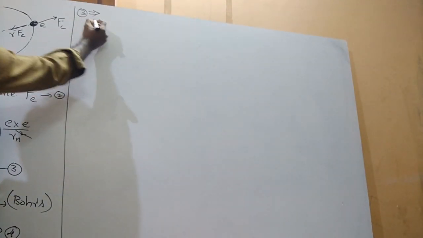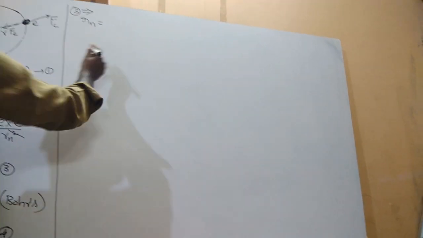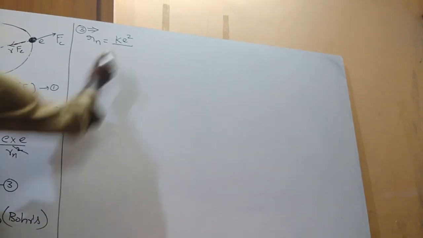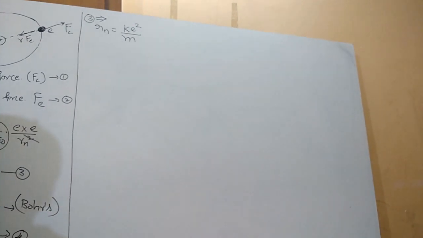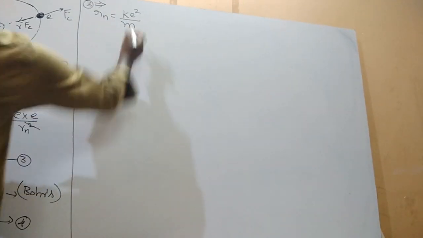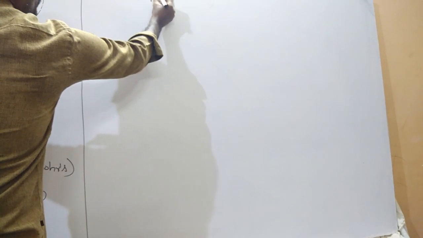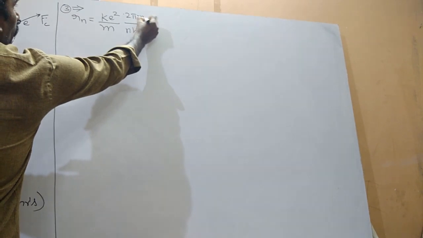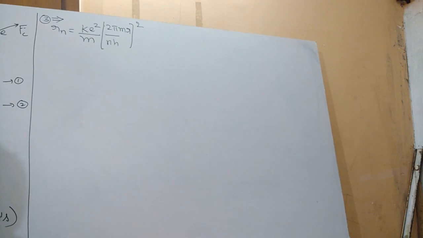What is the value? Rn is equal to stationary orbit radius. Rn is equal to k into e square divided by m v square. Instead of v, we need to write nh by 2 pi m r. We are taking 1 divided by v square, that is equal to nh divided by 2 pi m r whole square. The third equation implies like this.